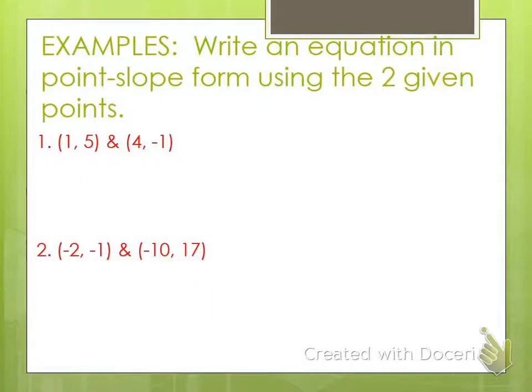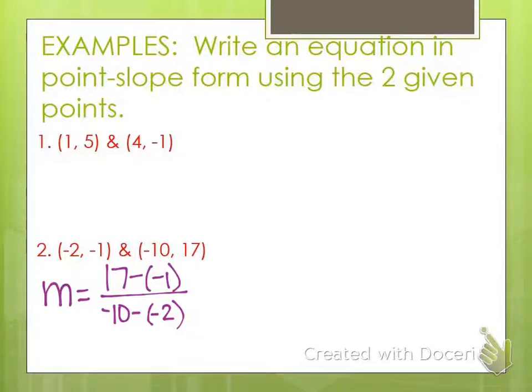All right, on number 2, again, my first order of business is going to be to find my slope. What am I going to plug into my numerator? So what's going in my numerator, or in the top, when I try to find slope on number 2? Is it 17 and -1? Yeah, so 17 minus -1. And then the other part is what goes in our denominator, the -10 minus -2. If you would rather write plus instead of subtracting a negative, that's fine.